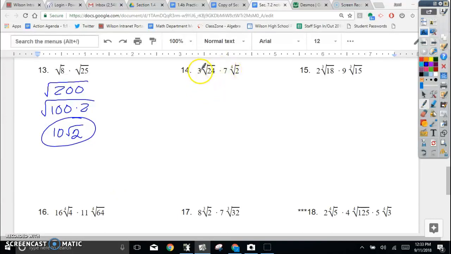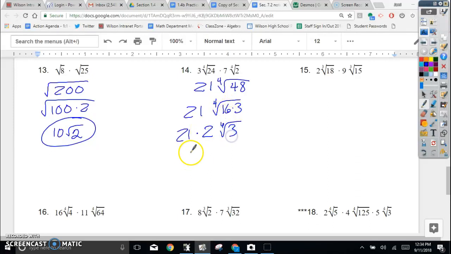So in this one here, I'm going to do 3 times 7, which is 21. And I have 24 times 2, which is 48. Now, all my work is under the radical at this point. So when I look at 48, I'm going to check to see if 48 is divisible by 16, because that's the only 4th root that's underneath 48. So this is 16 times 3. So this would be 21 times, well, 4th root of 16 is 2. So this is 42, 4th root of 3. That's 2. 2 times 21 is 42.